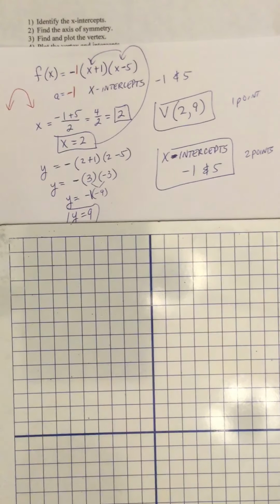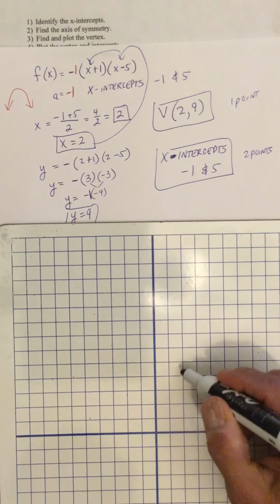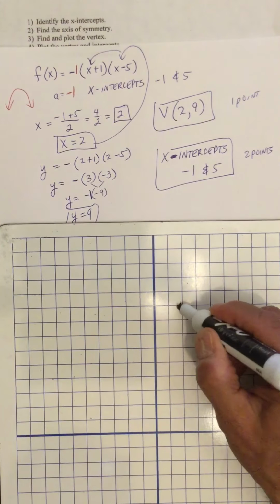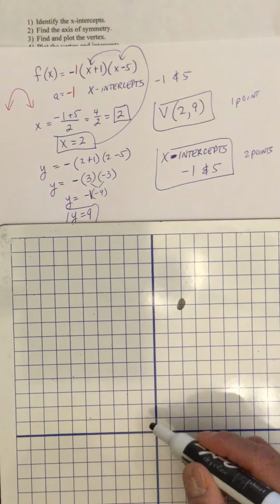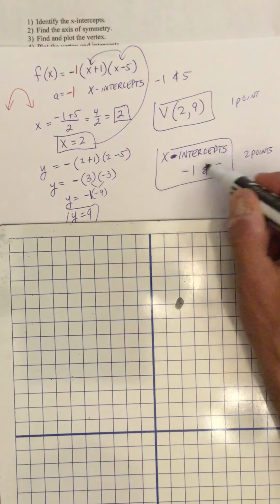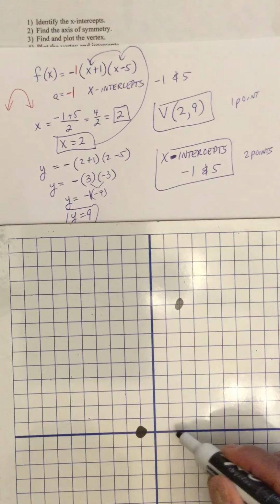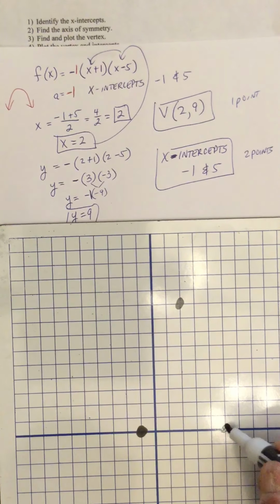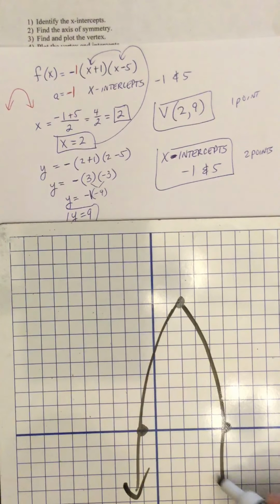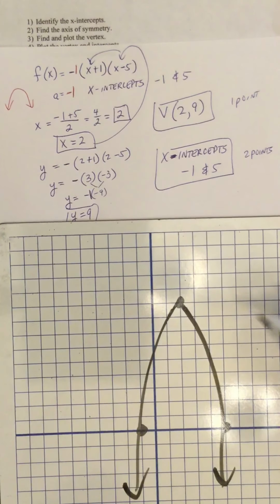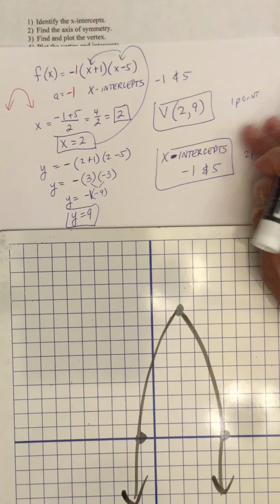So what I want to do is go 2 to the right, 9 up, 1, 2, 3, 4, 5, 6, 7, 8, 9. Put a point. Then I'm going to graph these two x-intercepts. Negative 1's there. 1, 2, 3, 4, 5. Goes right there. You see these 3 points? Connect them. Boom. There is your parabola that's a spill.